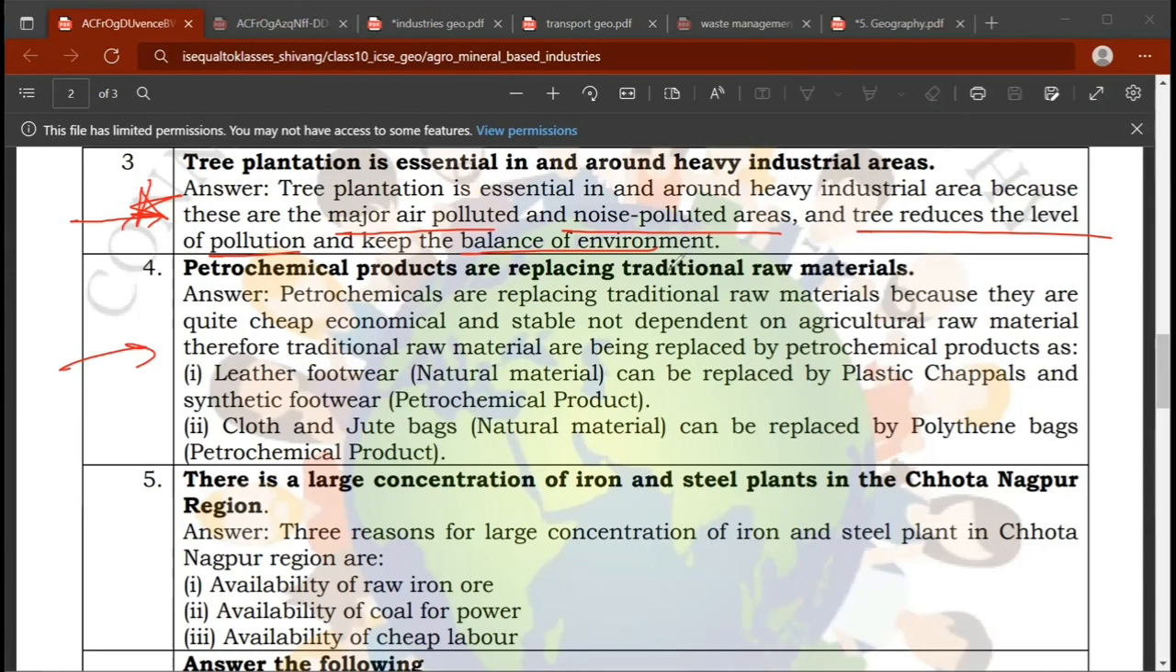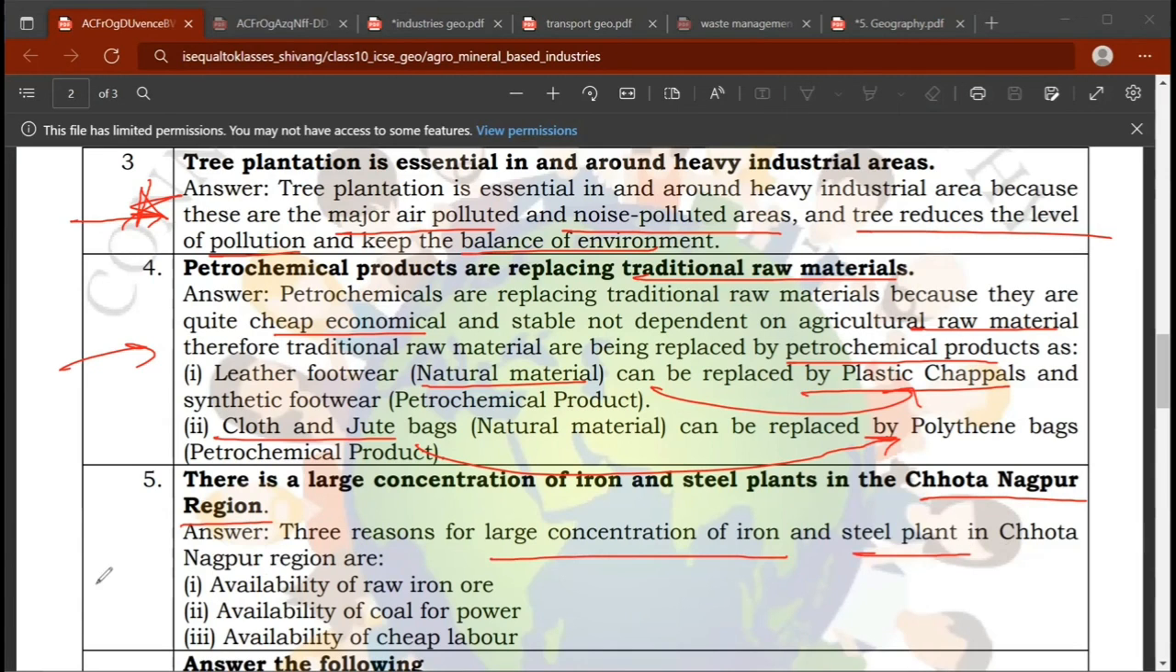Petrochemical products are replacing traditional raw materials because they are quite cheap, economically stable, and not dependent on agricultural raw materials. Therefore, traditional raw materials are being replaced by petrochemical products. Leather footwear can be replaced by plastic slippers, cloth and jute bags can be replaced by polythene bags. On the fifth question, there is a large concentration of iron and steel plants in the Chota Nagpur region. Now, what is the reason? Three reasons for large concentration of iron and steel plants in Chota Nagpur region are: one, availability of raw iron ore, two, availability of coal for power, three, availability of cheap labor.